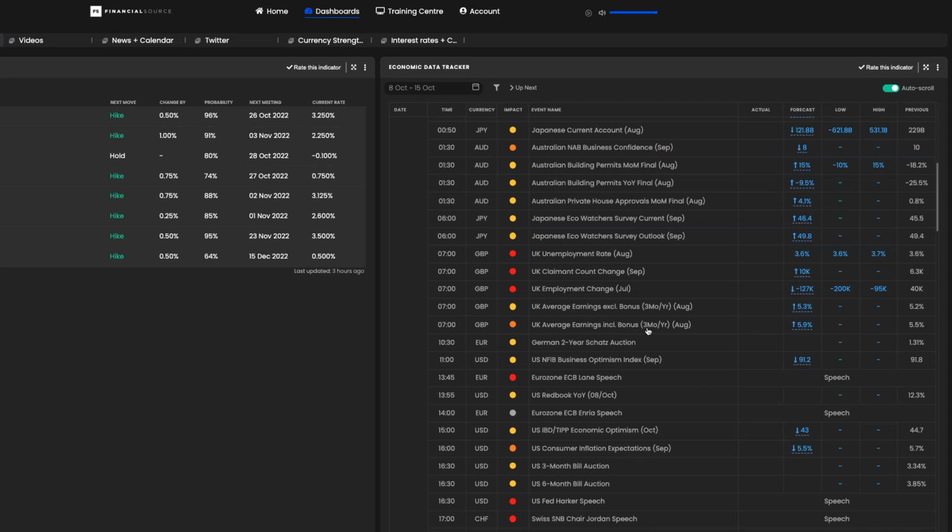And I want to see average earnings above 5.9%. I want about 6%. If average earnings are high, that means inflation is high. It means inflation's got into wages. That's a problem. It will mean more aggressive interest rate hikes are needed. So a miss in the UK data tomorrow, and I want to short the pound.